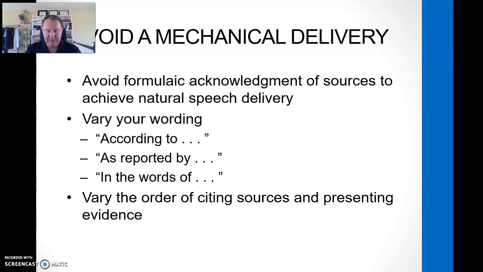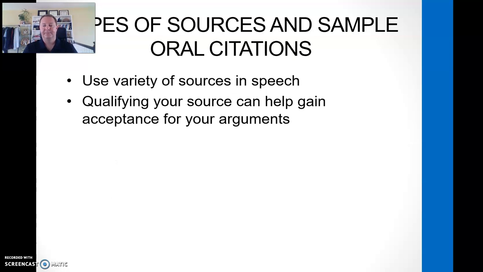So when you're delivering this, you want to avoid a mechanical approach. Don't do a formulaic acknowledgement of sources, to achieve natural speech delivery. So you vary your wording. One time you'll say, according to the New York Times, and then, as reported by the Gaston Gazette, or in the words of Abraham Lincoln, right? You vary the order of citing your sources and presenting evidence. That way you won't sound too robotic when you do it, and that's when you start to lose people. You want to use a variety of sources in your speech, as we just talked about. And qualifying your source can help gain acceptance for your arguments.